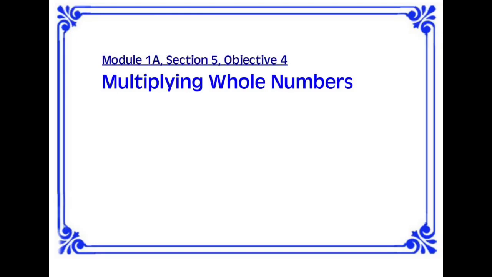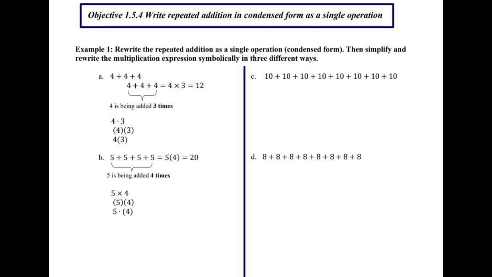Module 1, Section 5, Objective 4. And it says, write repeated addition in condensed form as a single operation. Okay, so repeated addition is the long way of writing multiply, right?